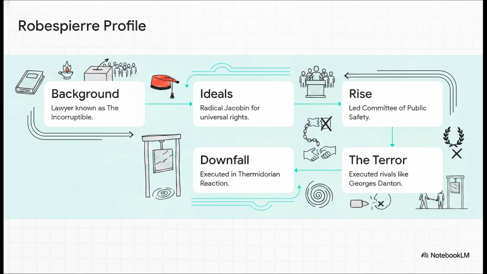Step 4. The terror. He tragically twisted those early ideals, eventually claiming that virtue without terror is powerless. He even executed his own close friends, like Georges Danton, when they suggested maybe stopping all the killings. And finally, Step 5. His downfall. His extreme paranoia ended up terrifying his fellow politicians. In July 1794, an event called the Thermidorian Reaction saw him arrested, shot in the jaw, and, in a twist of profound irony, sent to the exact same guillotine he had used on so many others.